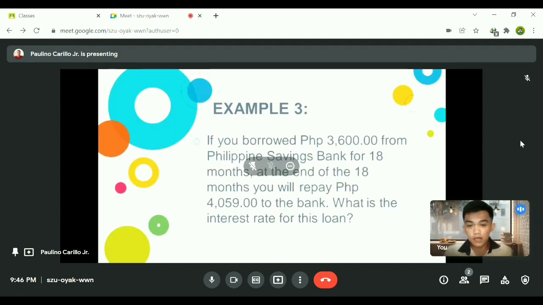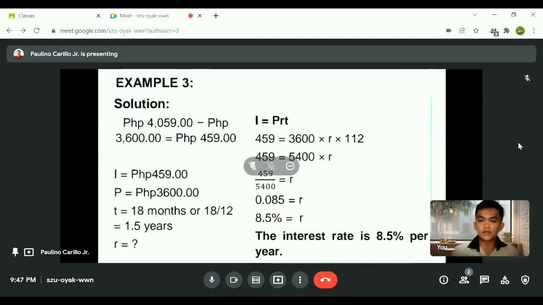If you borrowed 3,600 pesos from Philippine Savings Bank for 18 months, at the end of the 18 months, you will repay 4,059 pesos to the bank. What is the interest rate of this loan? So this problem is somewhat complicated, but we can answer it easily. So let's just help each other. Okay. So first, the solution.